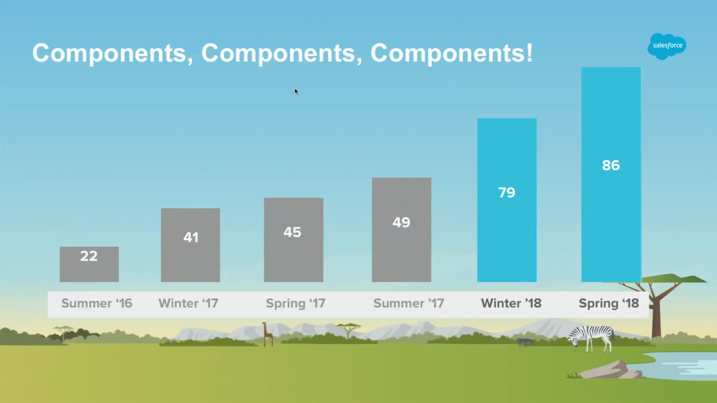As you see in this slide, release after release, we have built more and more base components. And as of Spring 18, we have a comprehensive set of 86 base components available to you. You can use these to create your own custom components and also your Lightning pages, if need be.